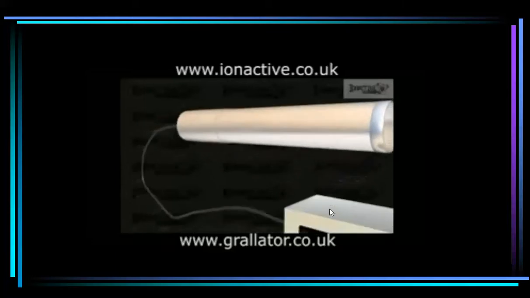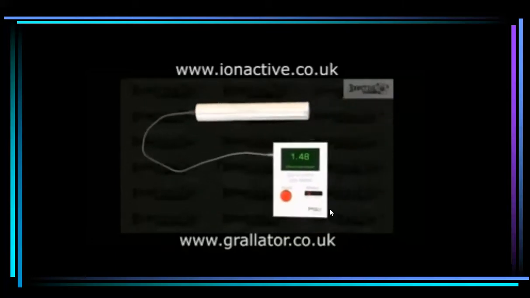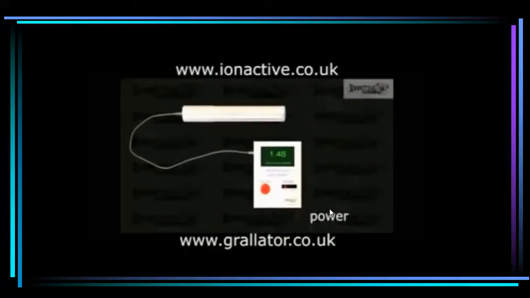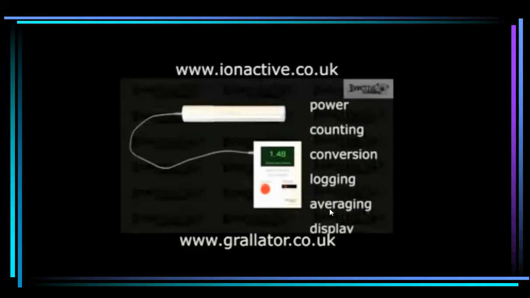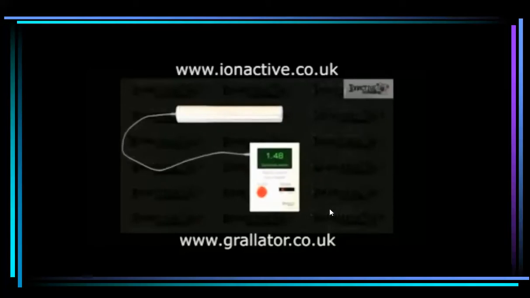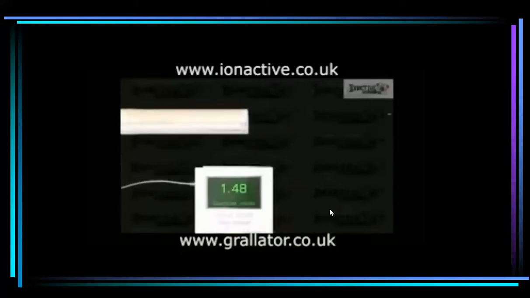The wires connect the tube to the control electronics, which supply power, perform the counting operations, and provide other functions such as conversion from counts to dose, data logging, data averaging, and driving the display. The tube works on the principle of gas amplification.